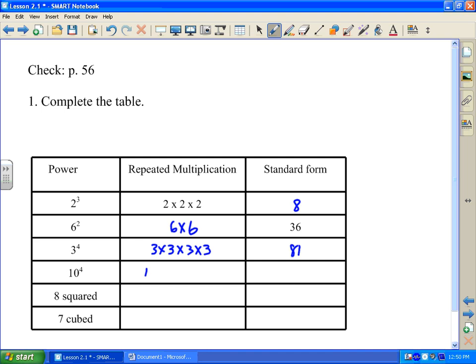All right, 10 to the power of 4 is 10 times 10 times 10 times 10. Now, when you multiply with tens, remember you just add zeros. So we have 4 zeros, so that's 10,000. Now, 8 squared means 8 to the power of 2. 8 times 8 is 64. And last, 7 cubed really means 7 times 7 times 7. When I multiply that, you get 49 times 7, which you might have to do longhand. But if you do it correctly, you'll get 343.